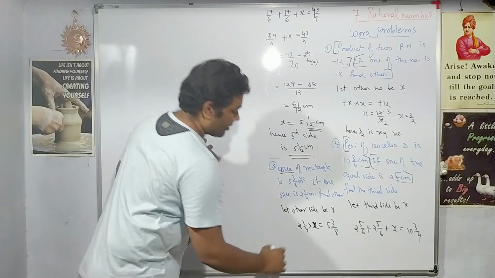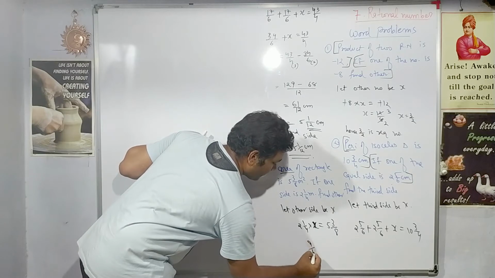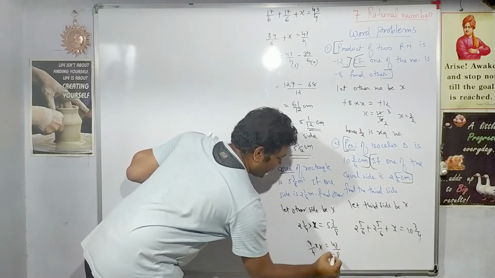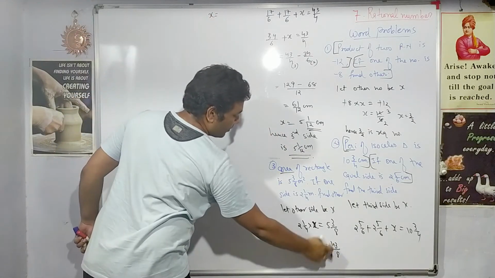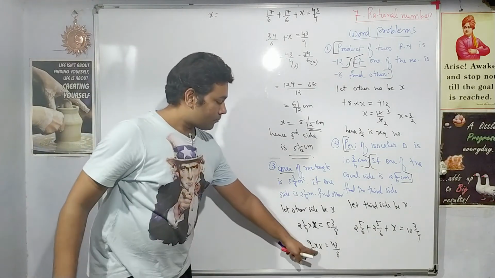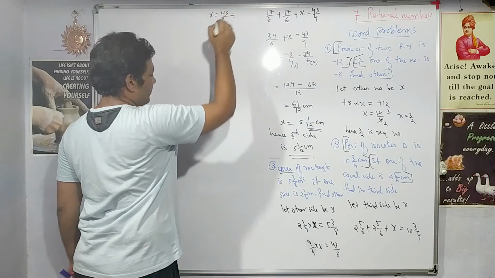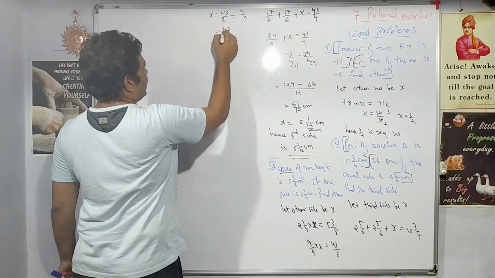Let us simplify this. So 9 by 4 into x will be equal to 43 by 8, right? Keep x on the left hand side and shift this number. Since it is in multiplication on the left hand side, when it goes to the other side, what will it become?